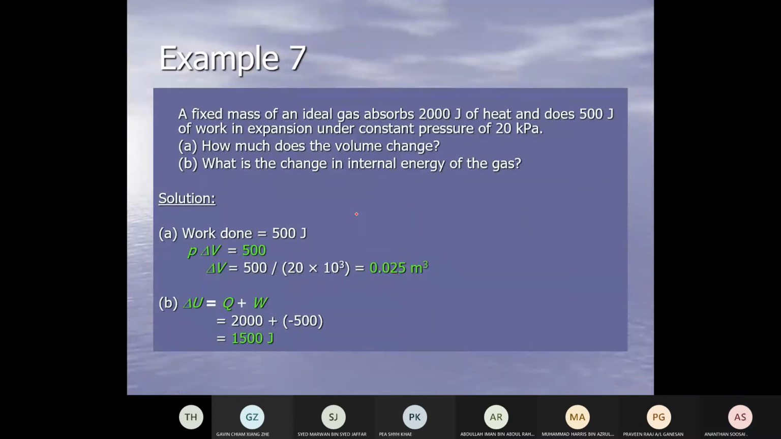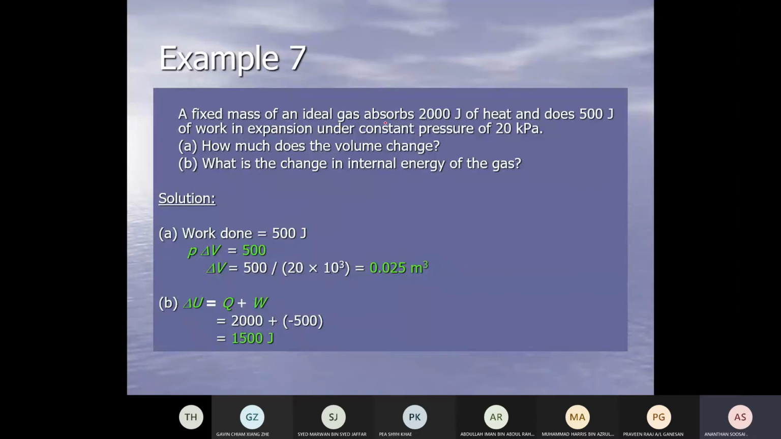Okay, one example. I'll give you 1 minute. Look at the question, look at the solution. Okay guys, I hope you understand the working and the question.